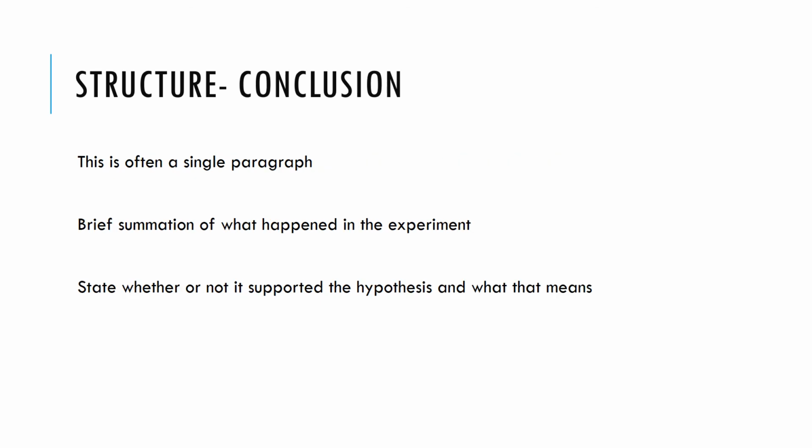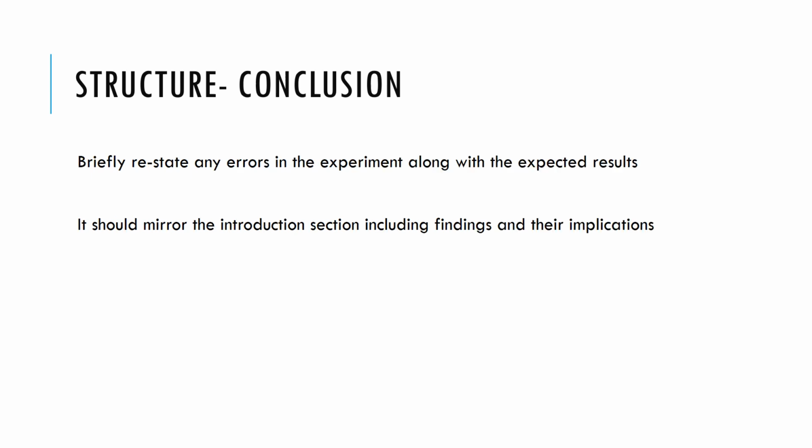The conclusion then is often a simple single paragraph. It's a very brief summary of what happened in the experiment, and again, you should just reiterate whether or not the experiment supported the original hypothesis. Again, in the conclusion, you should briefly restate any errors that caused any unexpected results. And the conclusion should mirror the introduction. It should finish off the text nicely and briefly remind the reader of any findings from your experiments and their implications.